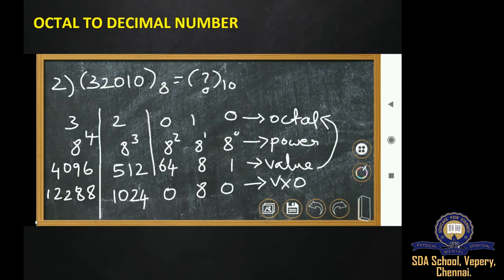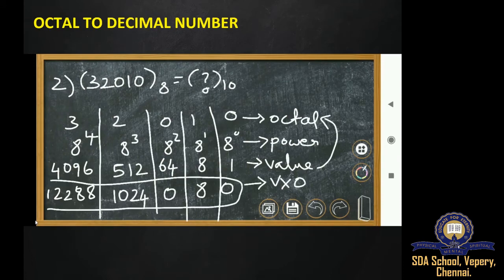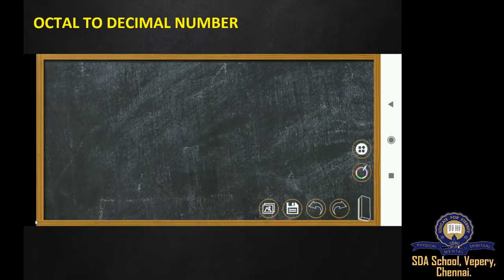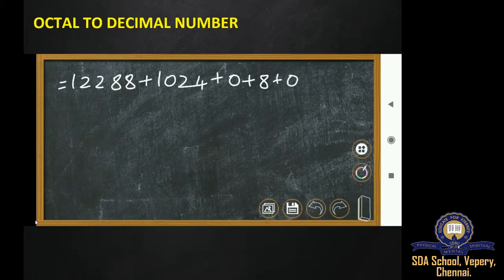And the fourth step continuation is we are going to add these values in octal. If you have a confusion, you can draw your lines between the sum. I don't have a place on the board, so I have split it like this to make you understand easily. Now 12,288 plus 1024 plus 0 plus 8 plus 0, we get the answer 13,320.